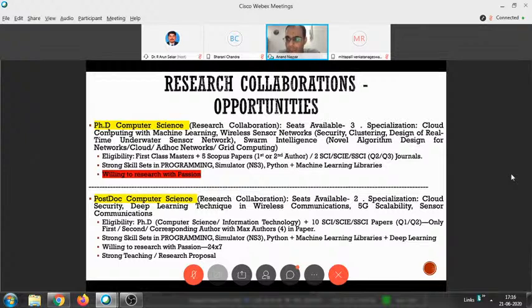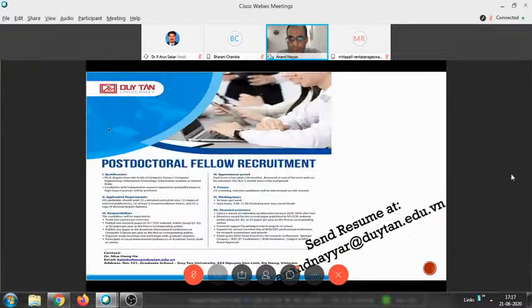The seats available are 2, and I have specializations in cloud security, deep learning in wireless communications, 5G, sensor communications, and other specializations that can be taken care of. The eligibility is a minimum PhD in computer science, CSE, or IT with a minimum of 10 SCI papers, quarter 1 and quarter 2 only. A strong skill set is required in programming, Python, machine learning, and deep learning libraries, and willingness to research in a 24/7 environment, with a strong teaching and research proposal. I will show you how to put together a good proposal when you are going to collaborate with some of the best people in the world.